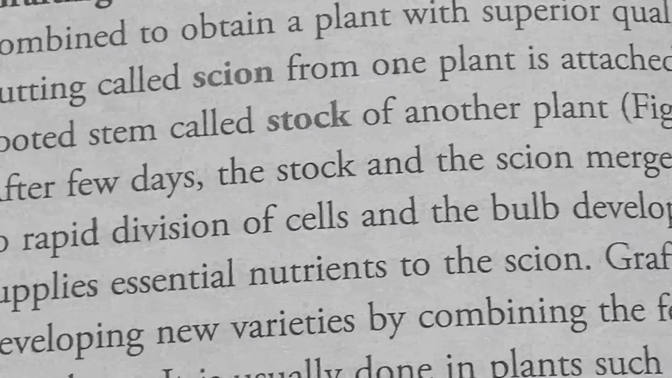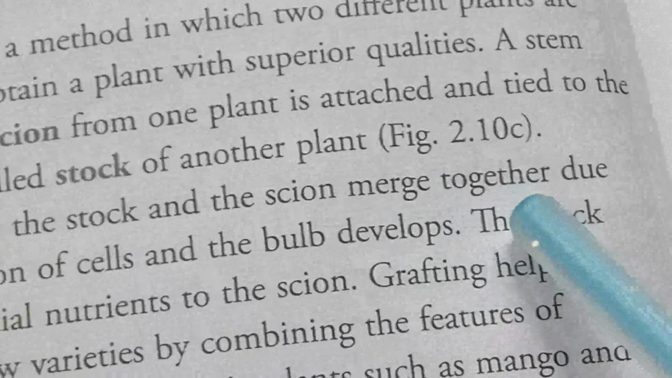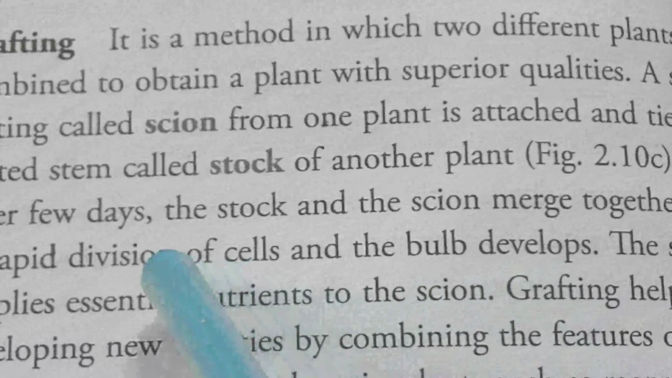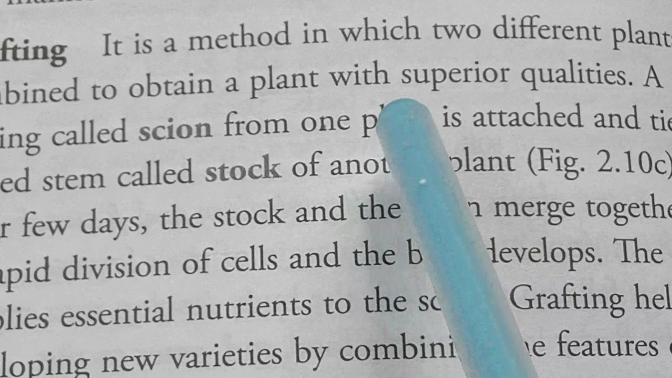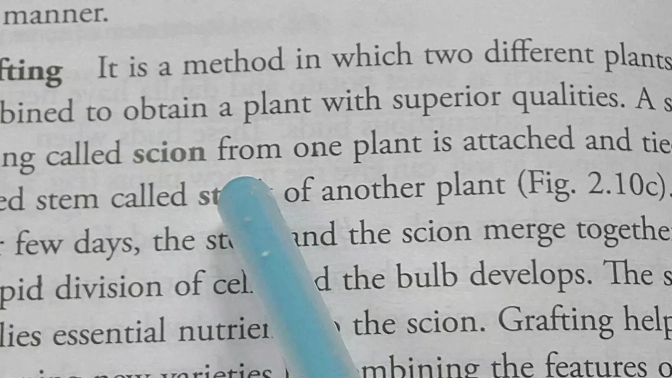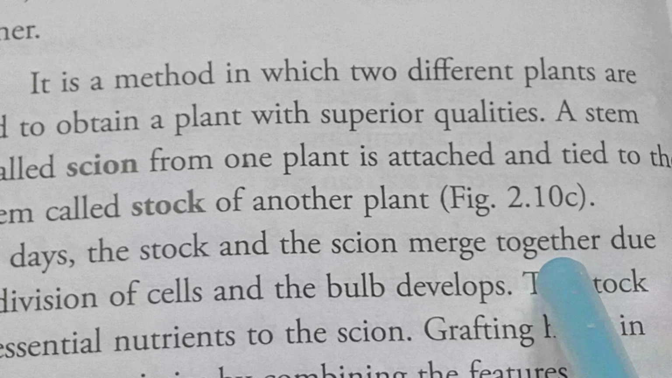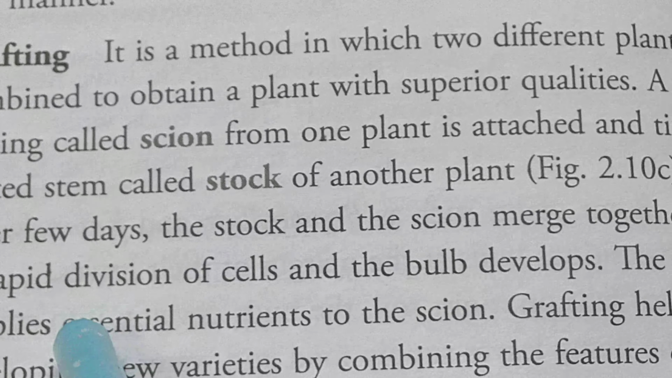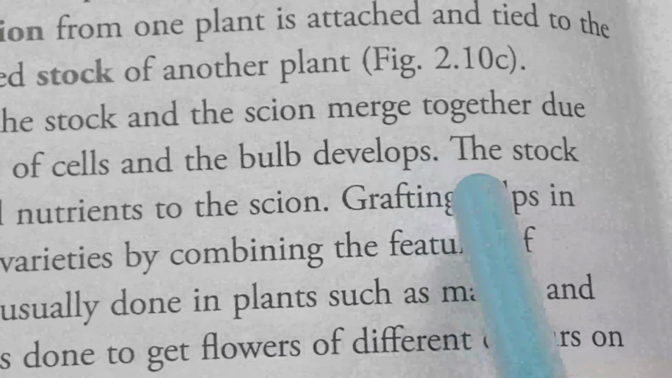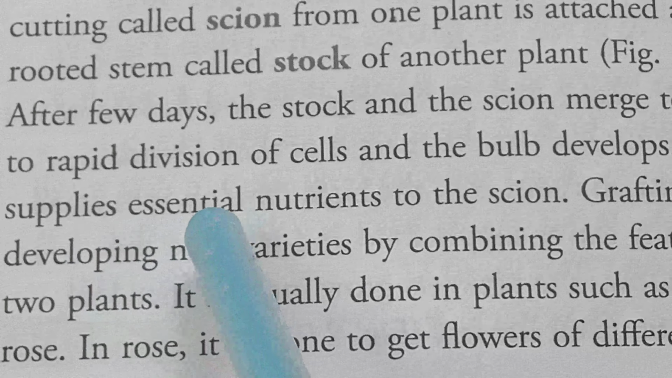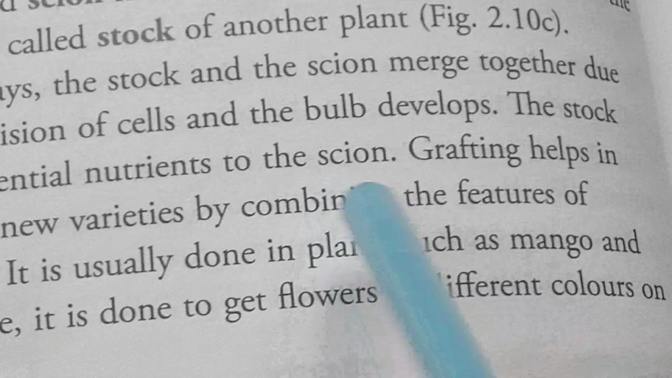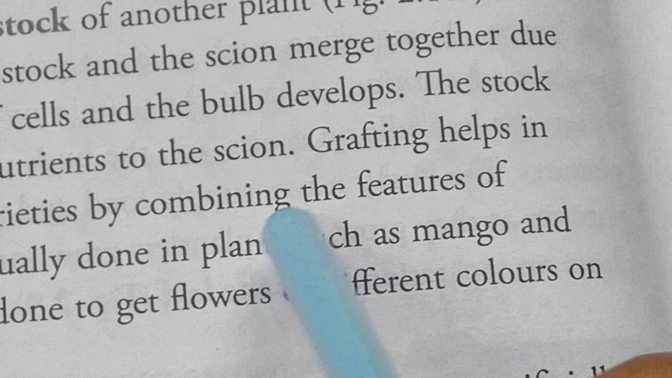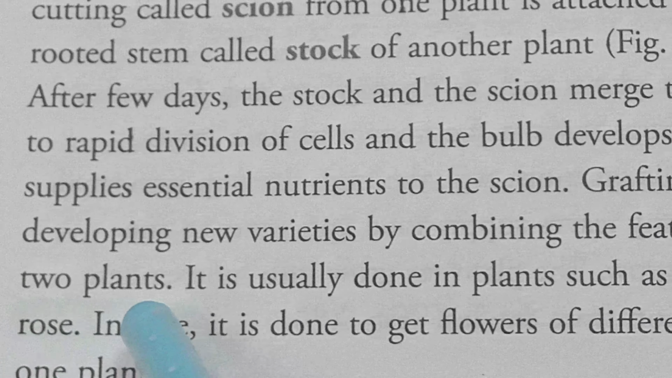After few days, the stalk and the scion merge together due to rapid division of cell and the bulb develops. So these two lines is very important. So after attachment of scion and stalk, they merge together due to rapid cell division. तो कैसे जुड़ता है? Due to rapid cell division and bulb develops. The stalk supplies essential nutrients to the scion. Grafting helps in developing new varieties by combining the features of two plants.